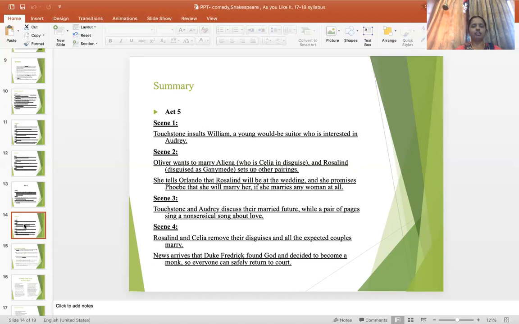In Scene 3, Touchstone and Audrey discuss their married future while a pair of pages sing a nonsensical song about love. Rosalind and Celia remove their disguises, and all the expected couples marry. News arrives that Duke Frederick found God and decided to become a monk, so everyone can safely return to court.